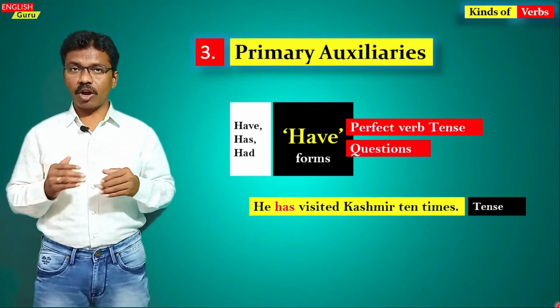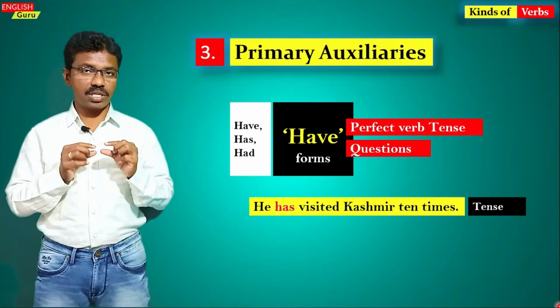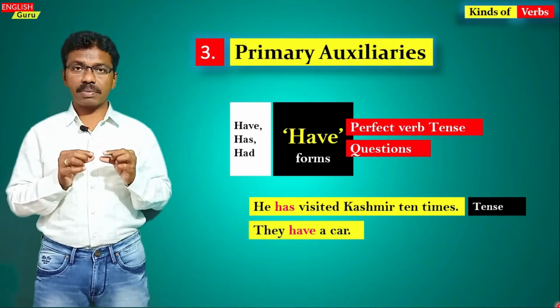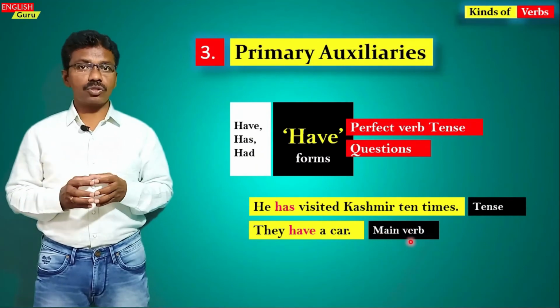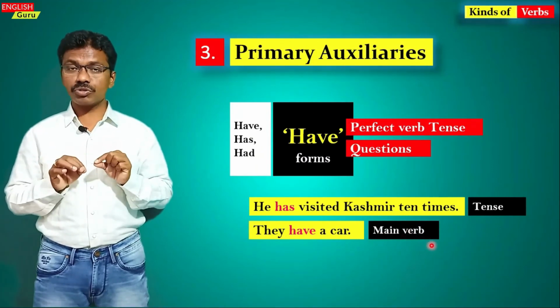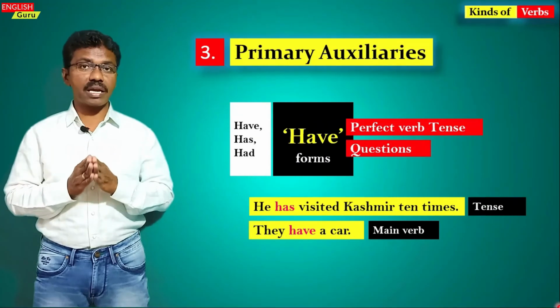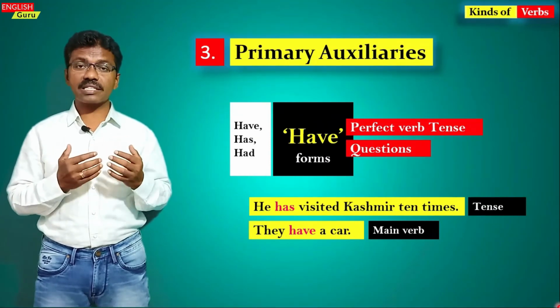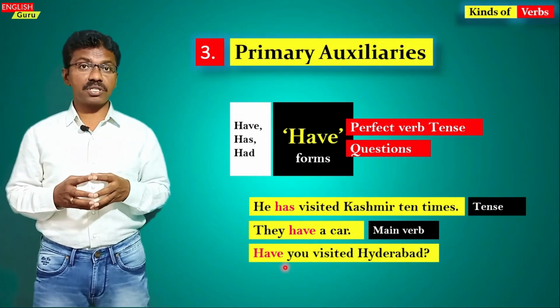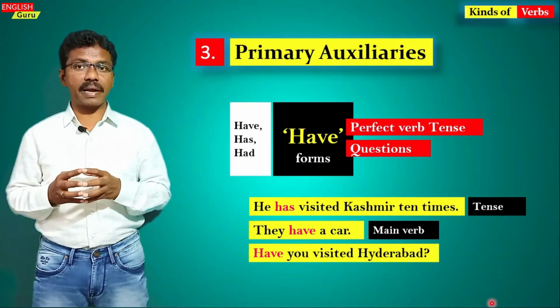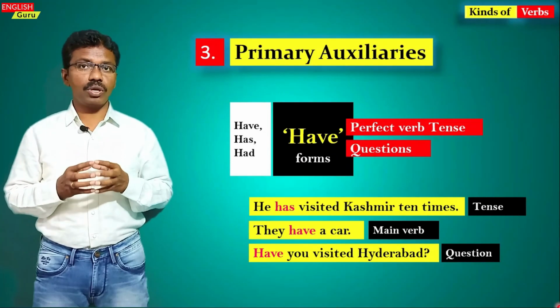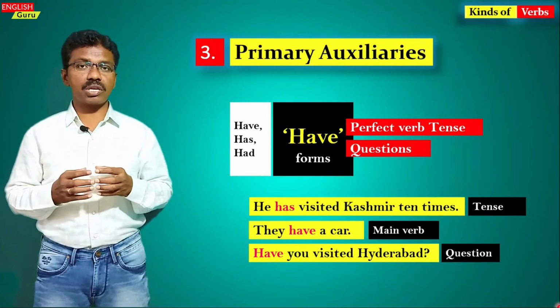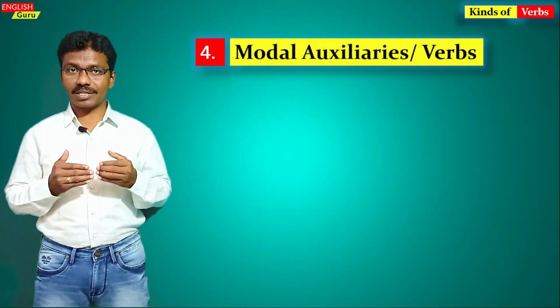In his whole life, how many times he visited. So it is talking about the tense of that particular sentence. Whereas if you say they have a car, have here is used as a main verb, not as an auxiliary verb. Whereas if you say, have you visited Hyderabad, here have is used to ask a question. So have forms are used to ask questions and to denote a tense also.